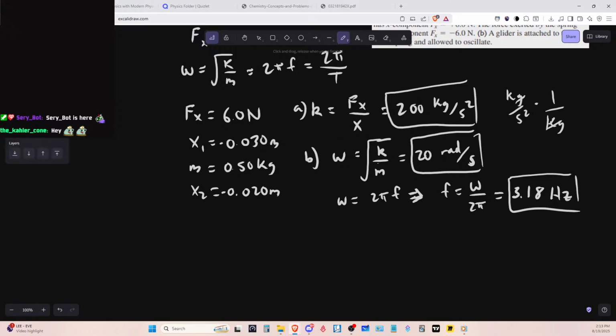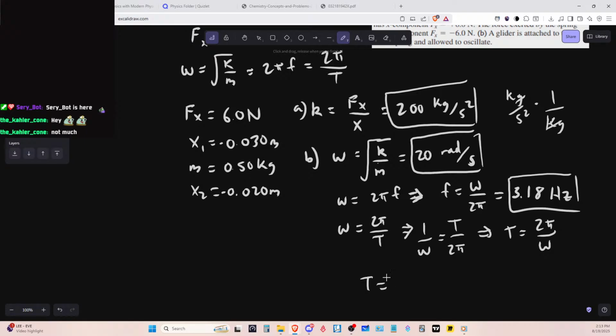So now we just flip this, so we'll have this over this, which makes this 1 over omega, and then we'll multiply that so that T is equal to 2 pi over omega, which makes T equal to not much.